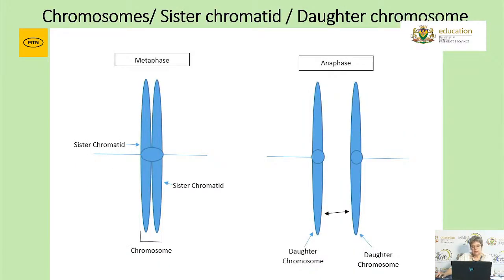Chromosomes, sister chromatids, daughter chromosomes. So this is a chromosome. It is bound together by a centromere, which binds two chromatids. And we call these chromatids sister chromatids. In anaphase, we start to form a daughter chromosome. So this is not a chromatid. After they separate, it forms a daughter chromosome. So be careful when you are talking of a chromatid and when you are talking of a daughter chromosome.